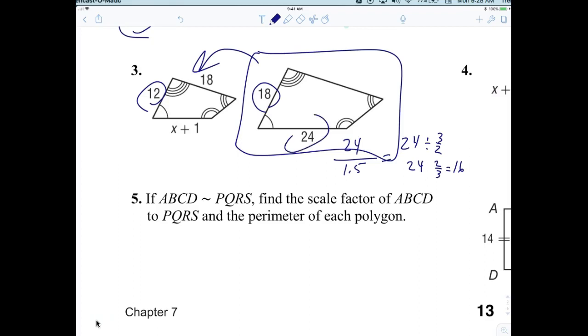So if this side is 24, I'm going to a smaller side, so take 24 and divide it by 1.5. And that ended up being 16. So x was what? 15. Because you would say x plus 1 has to equal 16.